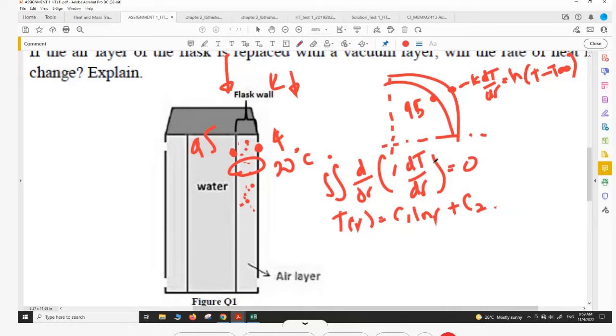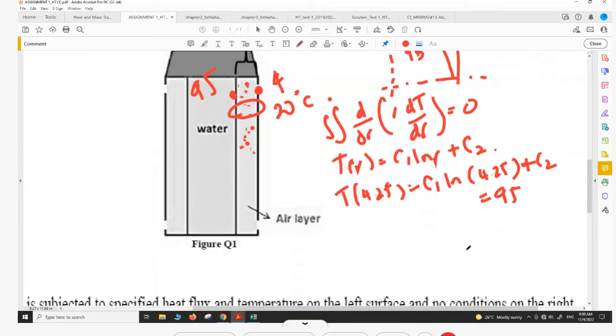Okay, so the first boundary condition is, so the radius is 4.25. C1 ln 4.25 plus C2. This is going to be equal to 95. To solve this, you're going to get a constant. Okay, so you're going to get 95 is equal to 1.44 C1 plus C2.